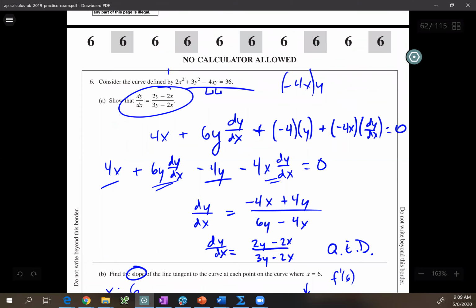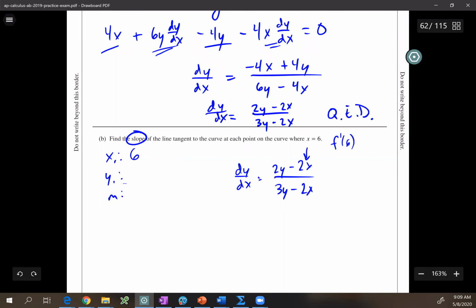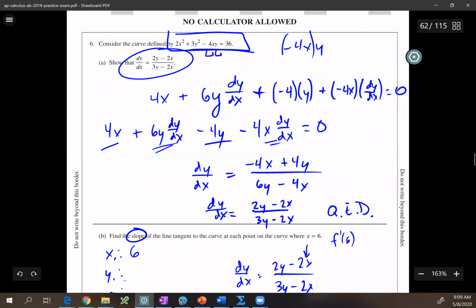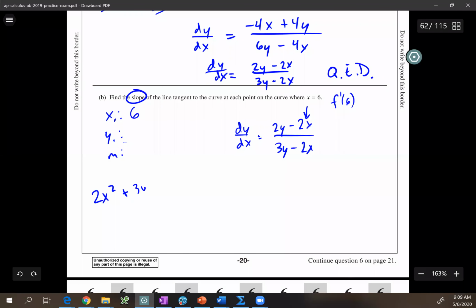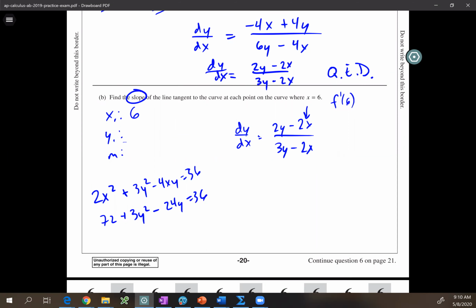So to get that, we have to go back up to our original. So our original of 2x squared plus 3y squared minus 4xy equals 36. We need to plug in 6 here. So 2 times 6 squared is 72 plus 3y squared minus 4 times 6 is 24y equals 36. And you can just use your solve button here. I know this technically was a non-calc question, but for you guys, we have calculators, just use your solve button. You're going to get 2 and 6 both as answers.